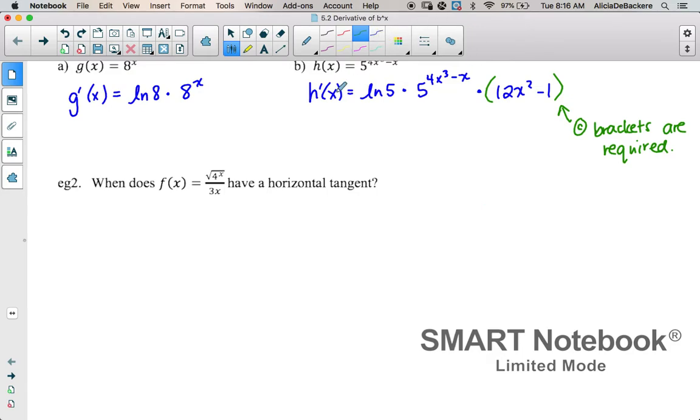All right. In example 2, when does f of x, we've got a root with an exponential over a linear, and I want to know when does this thing have a horizontal tangent. So remember, when we're looking for horizontal tangents, we're looking for when does the derivative equal 0. The first thing I'm going to do is rewrite this equation instead of writing it with a root. I know that the type of root becomes the denominator in the exponent, so this is a square root. So the denominator is 2 in the exponent, and then the x will just tag along as the numerator.